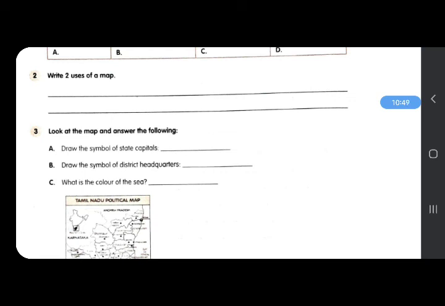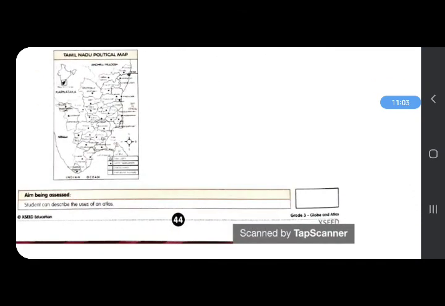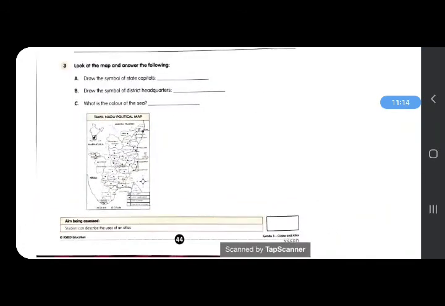Question 3, look at the map and answer the following. Draw the symbol of state capitals. Draw the symbol of district headquarters. And what is the color of the sea? And from where can you find all the symbols? Right side and bottom. You can find all the symbols with names. From here you need to identify the symbol and draw it here.